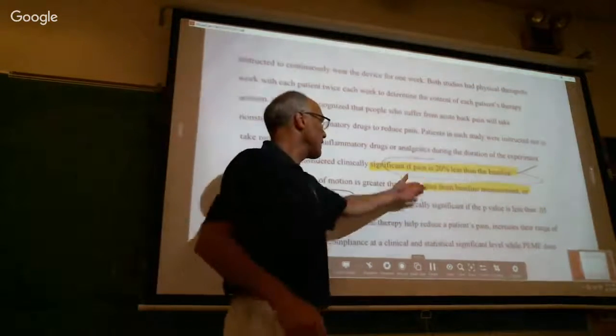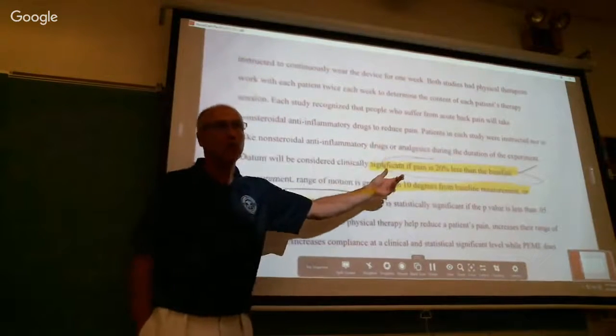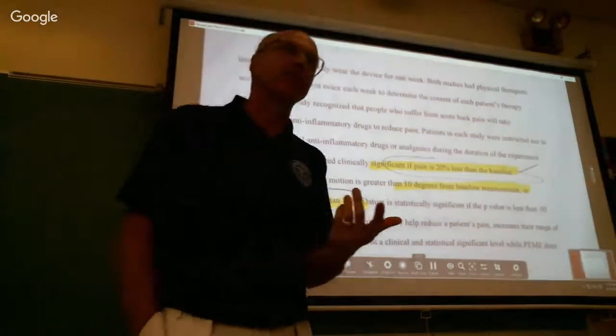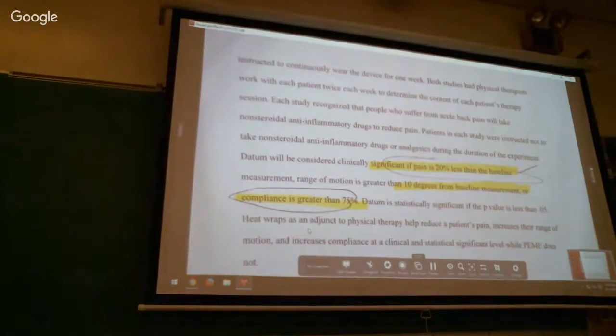consider this. If we're going to have patients with acute back pain, right, a 20% reduction in pain, let's think about that. They're doing PT, they're taking NSAIDs. They're not doing NSAIDs? Yeah, it said each study recognized. Well, they were told not to do that? Not to, okay, take out a variable. Okay, but they're doing physical therapy. Is 20% a reasonable number?